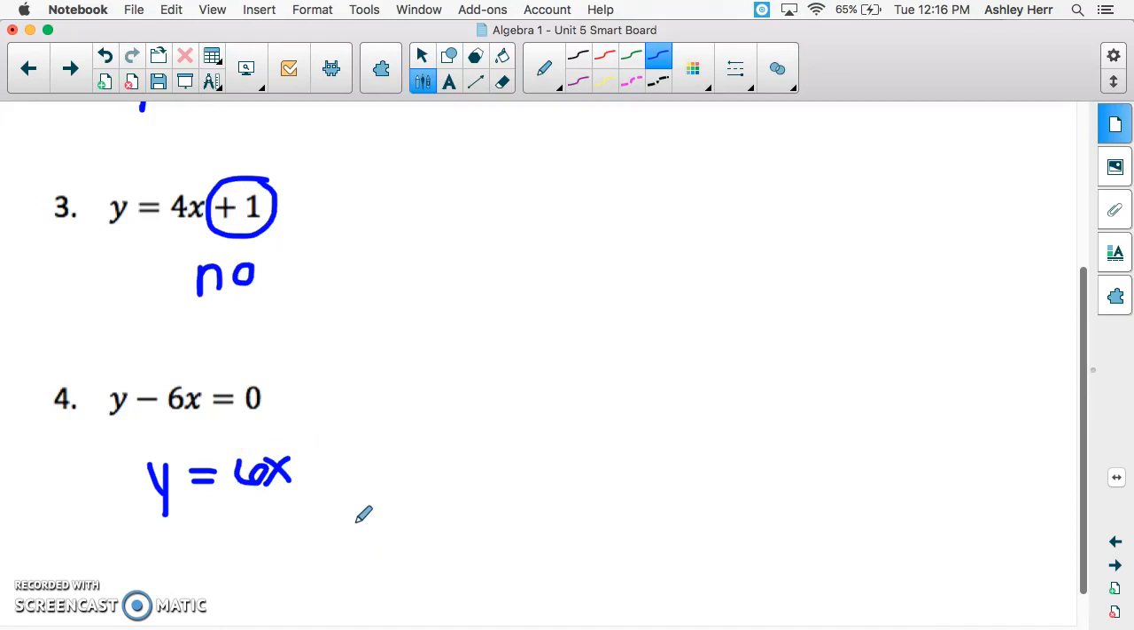Is this direct variation? Yes. y equals k times x. I have nothing being added to it. So I know that my constant is going to be what? 6.